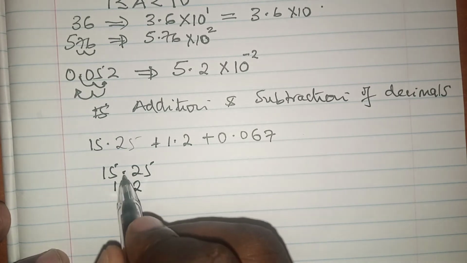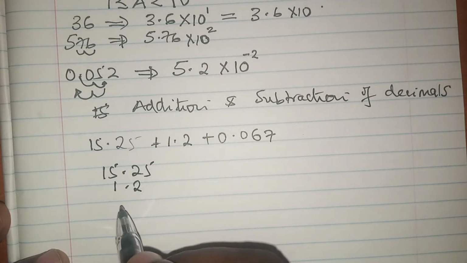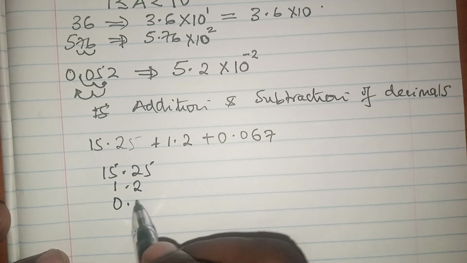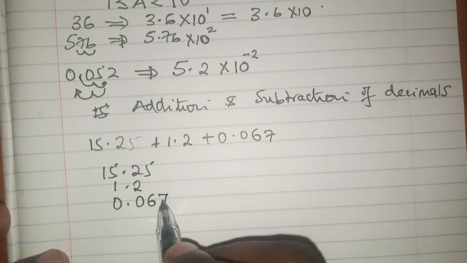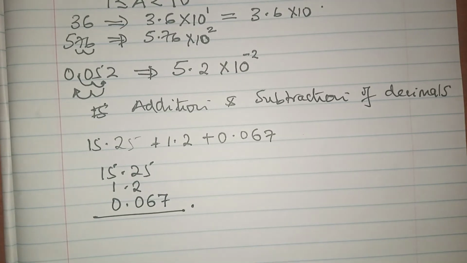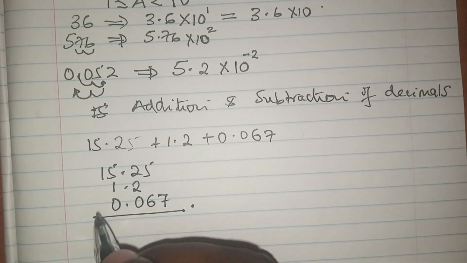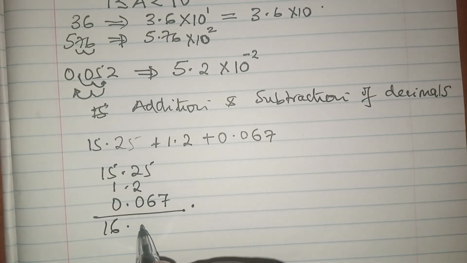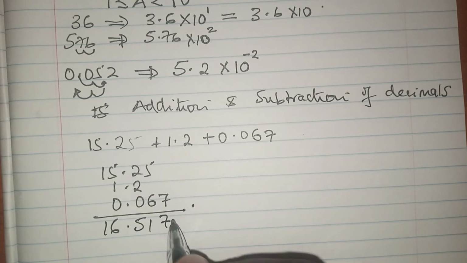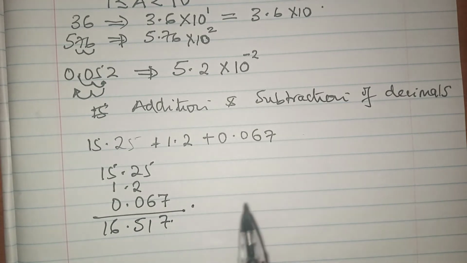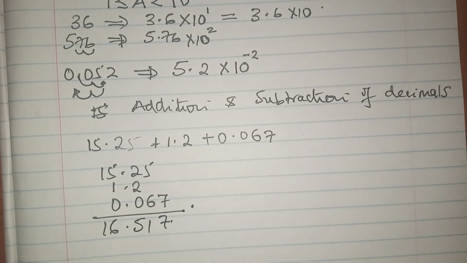The decimal points have to be beneath each other. Then 0.067, and then you do your operations, and I'm very sure you're going to get 16.517. That is it. And the same case you should apply when it comes to subtraction.